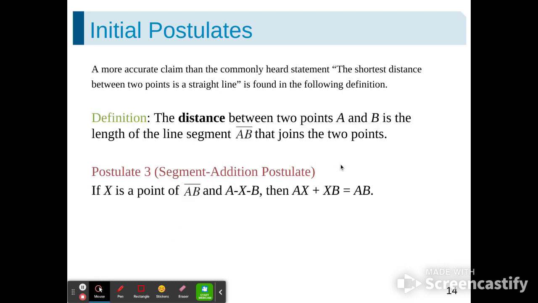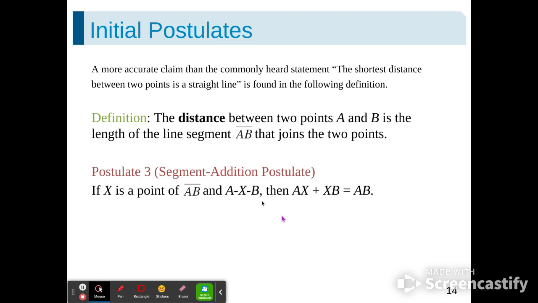A more accurate claim than what is commonly heard, that the shortest distance between 2 points is a straight line, is this definition: the distance between 2 points A and B is the length of the line segment AB that joins the 2 points. That leads us to postulate 3. If X is a point of AB, where we have A-X-B, with X on line AB between A and B, then AX plus XB is equal to AB.